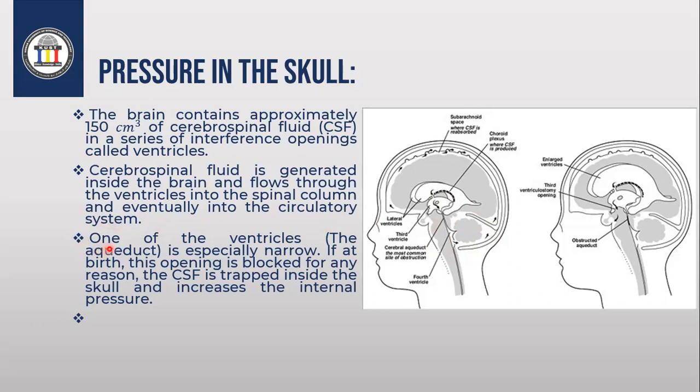However, sometimes we have a problem with one of the ventricles, which is named the aqueduct. Where is the aqueduct? This one here is the aqueduct, the small one. It is especially narrow. If at birth this opening is blocked for any reason, the cerebrospinal fluid will not pass through to the spinal cord. So the CSF is trapped inside the skull and increases the internal pressure. The pressure will increase in this area.